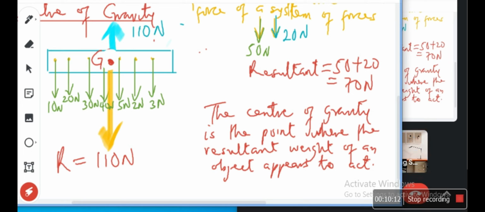I'm listening, sir. Good. So in summary, the resultant weight acts at the center of gravity. So if we can apply an opposite force through that point, it will be balanced. For instance, the overall resultant.